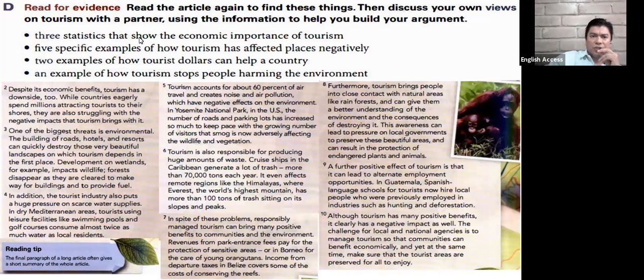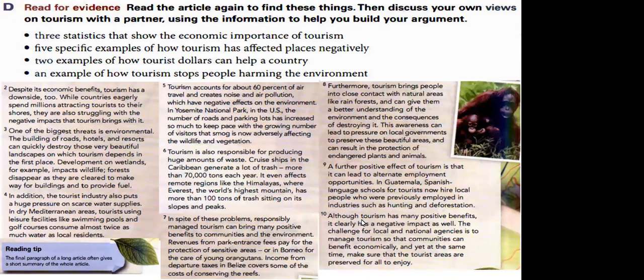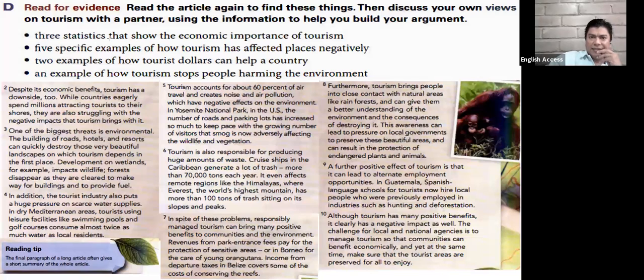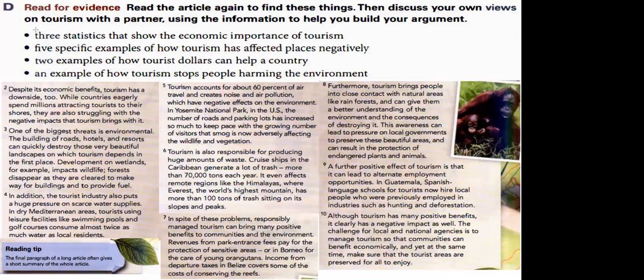3 statistics that show the economic importance of tourism. Where are the statistics? Tourism is a 2 trillion business that directly accounts for almost 1 in 11 jobs globally. That's in the heading, isn't it? Yes. It's in the heading. That would be one statistic. What about another one?